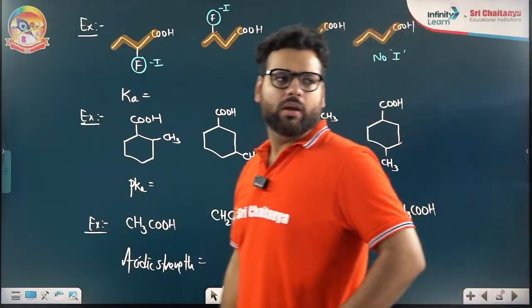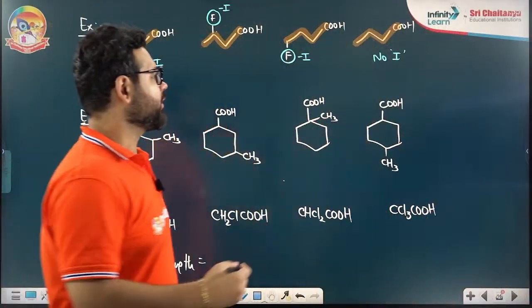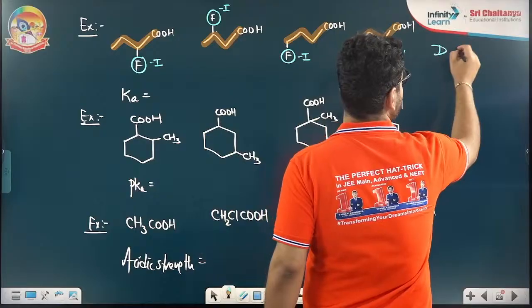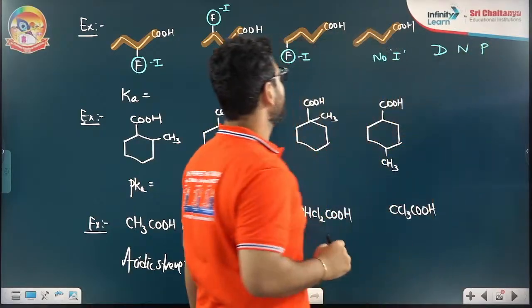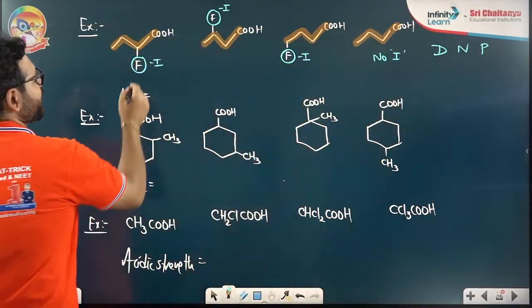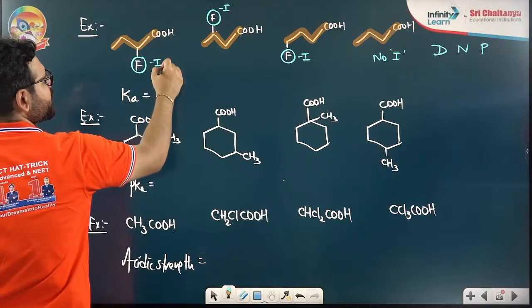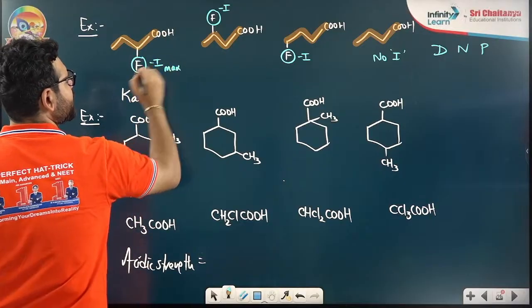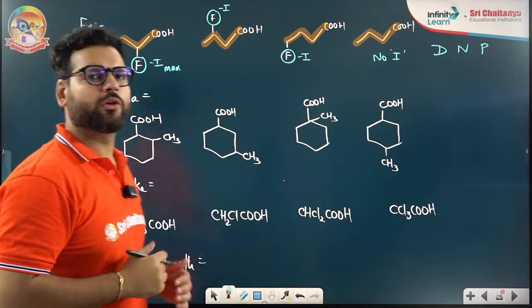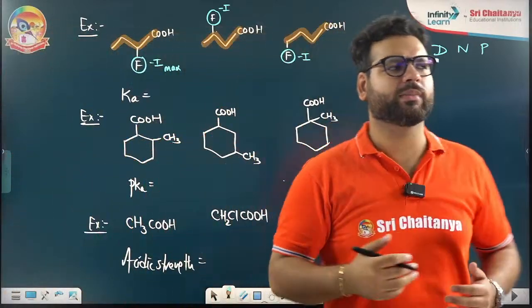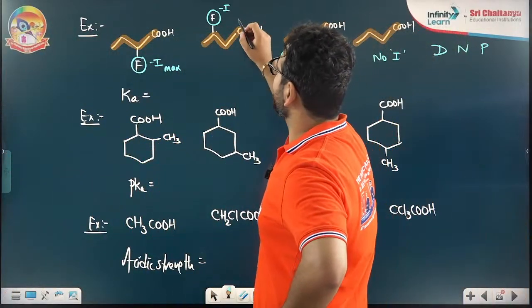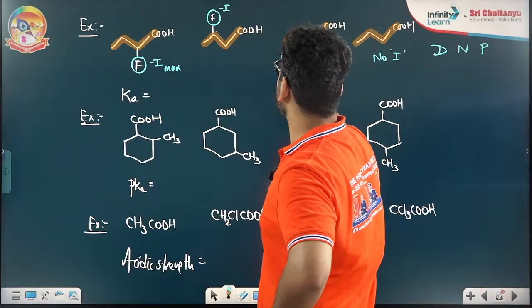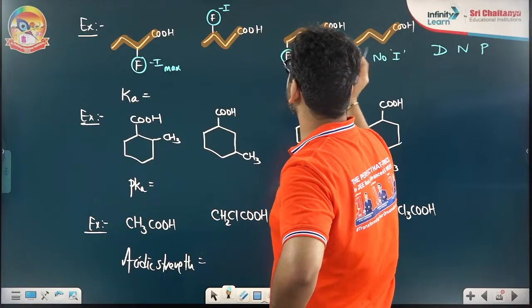Okay. DNP, distance, number, power. First, distance is more important. Let's take distance first. The nearer the fluorine, the better the inductive effect. So this fluorine is very near to COOH. This will be -I maximum. So 2-fluorobutanoic acid has maximum -I. Then comes -I medium. This will be -I minimum because it is attached on the fourth carbon.